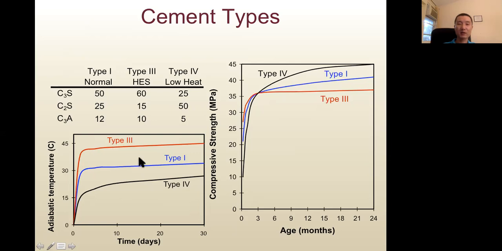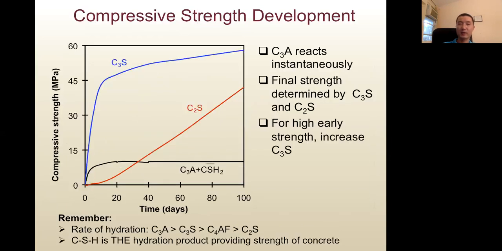Type 1 cement is in the middle. And type 4 cement, which is low heat cement, will generate the least amount of heat and lowest temperature because the percentage of C2S is higher, 50% compared to 25% for type 1 and 15% for type 3 cement. So again, the reason is because C2S will react slowly, so it will generate less heat.